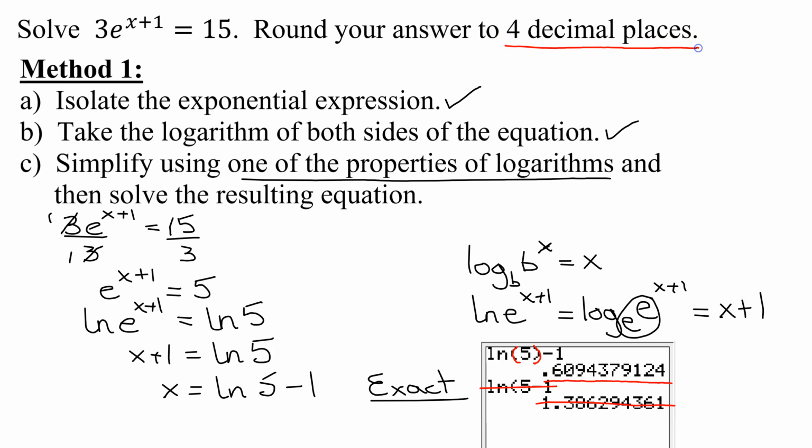We have to round to 4 decimal places. 1, 2, 3, 4. What's the 3 going to do to this 4? Nothing. So our approximate answer is x equals 0.6094. And that is the answer rounded to 4 decimal places.